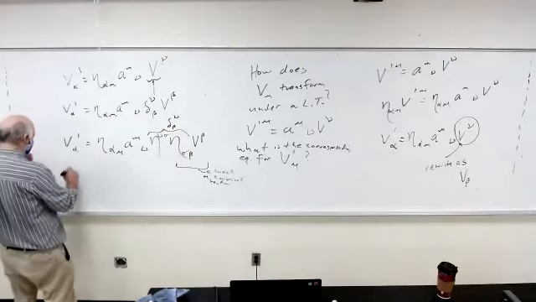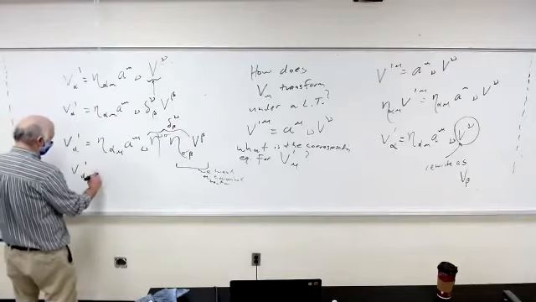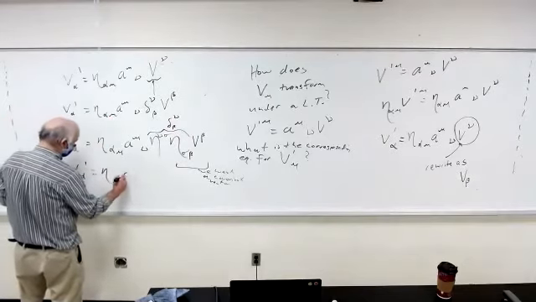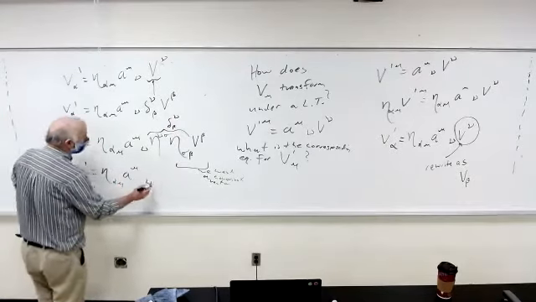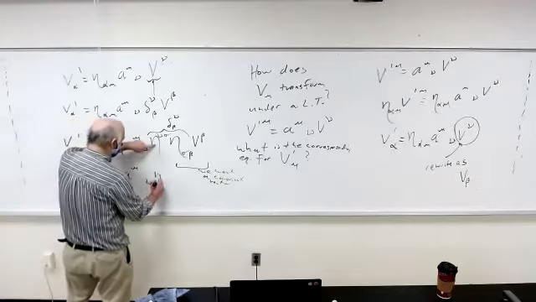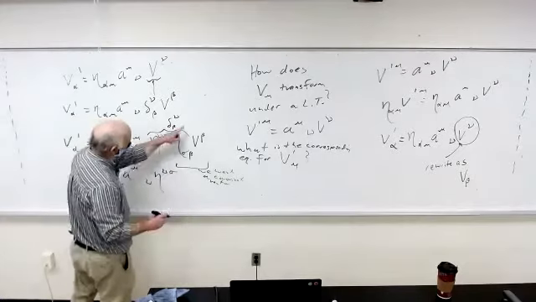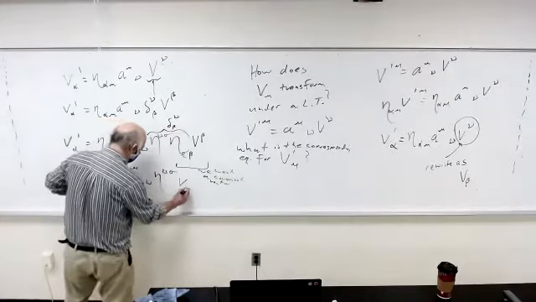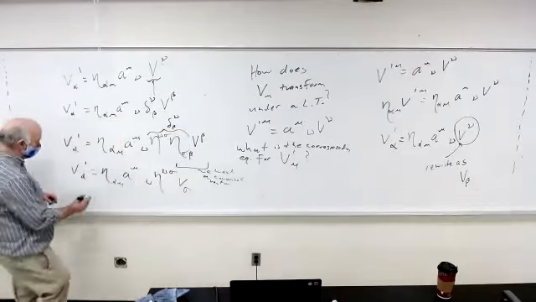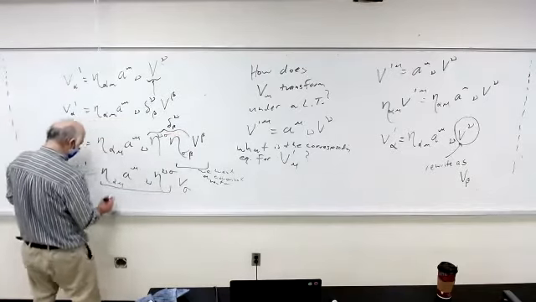So now if I work this out, I get V alpha prime equals eta alpha mu, A mu nu, eta mu sigma, and this, which is now my V sigma. And then the question is, what is this mess?